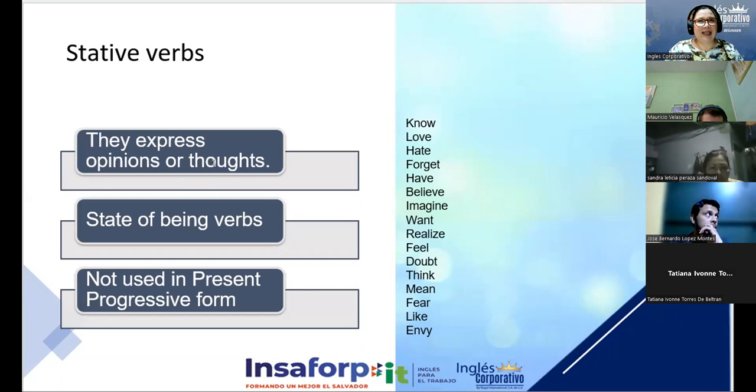Imagine, it's not countable, right? You cannot draw what you are imagining exactly, okay? We cannot measure your imagination. We can say a lot, much, but we cannot say an exact thing, or visualize your imagination, right? So that's in you. It's an inner thing. Okay, so these kinds of verbs, you are not going to use them in the present progressive form. These are state of being verbs.